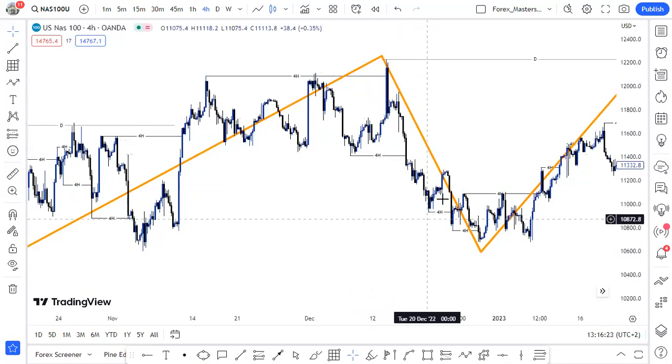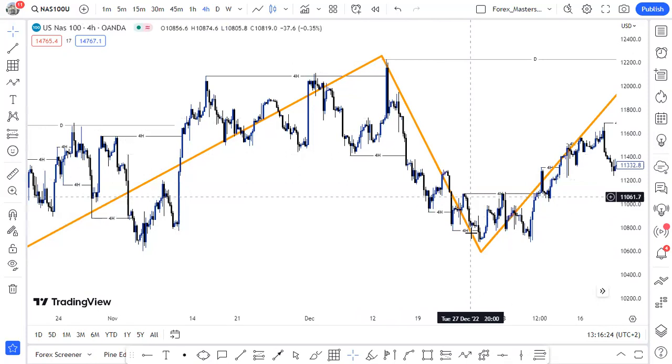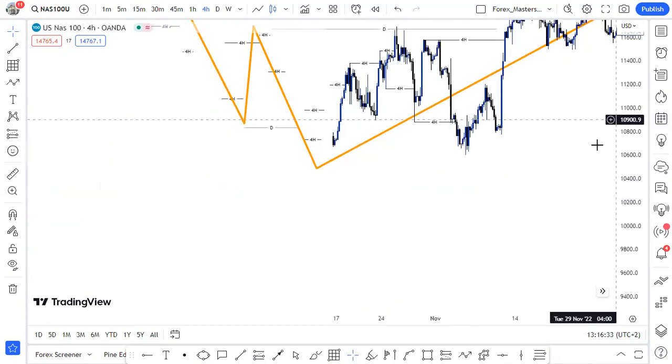We have the lower low, lower high, lower low, lower high, lower low. Okay, and we can go on and on looking for lower time frame structure, how it develops.